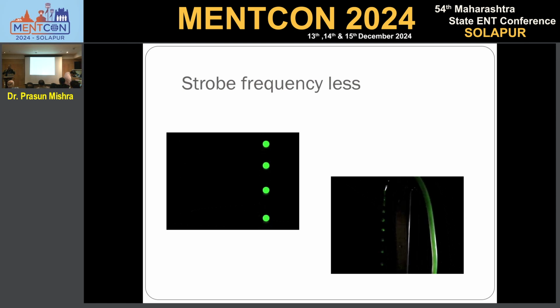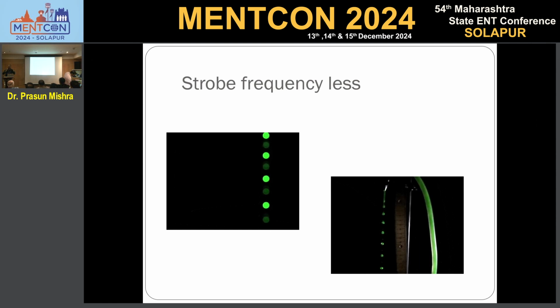So exactly the same principle is being utilized: any fast moving object, especially a vibrating object, if we are throwing light at the frequency of the movement, we will find that the object is stable. So if the vocal cord is moving at say 400 per second, and if the flickering light is at 400, we will find the vocal cord stable. This is not what we want.